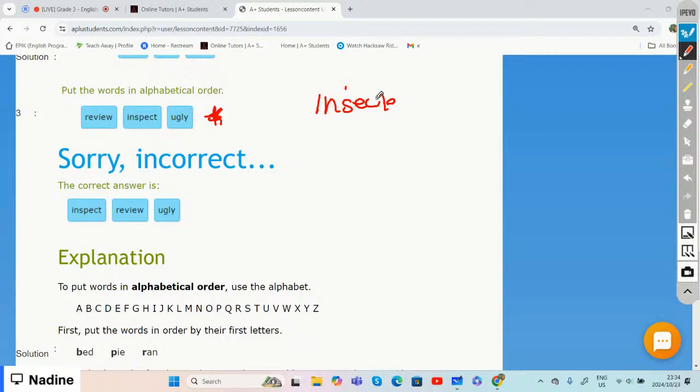So we have inspect. What is the next one? Yes, after inspect, we have ugly or review. Oops, I'm putting a G first. We put U.